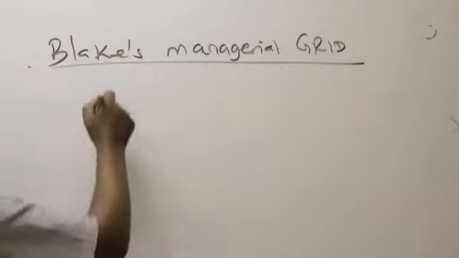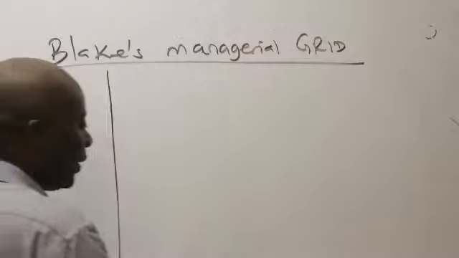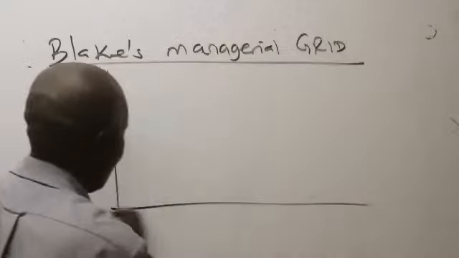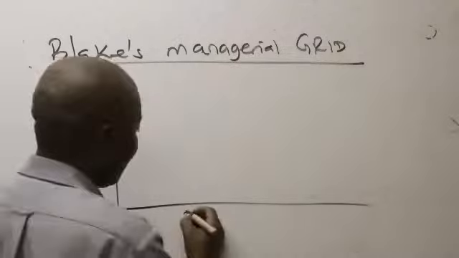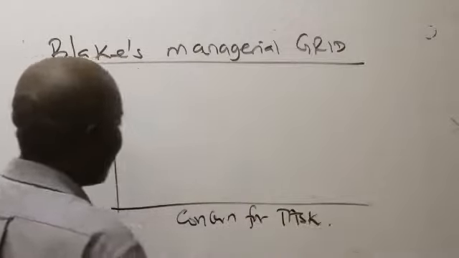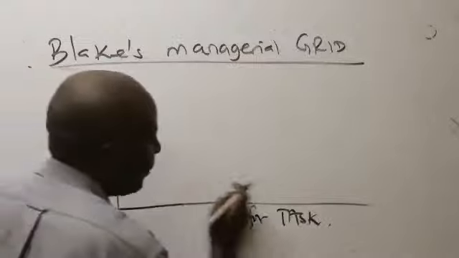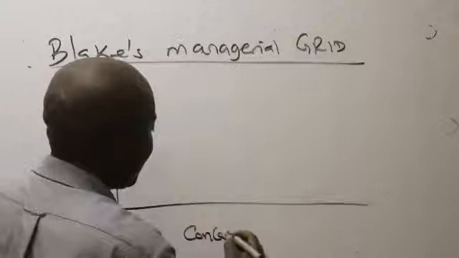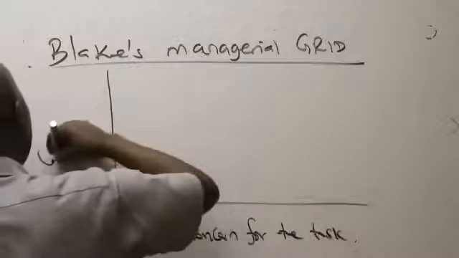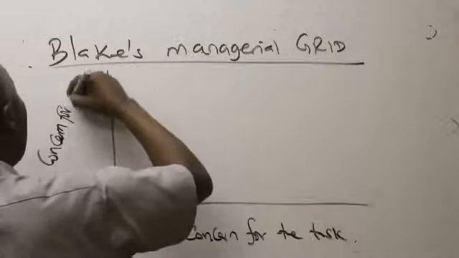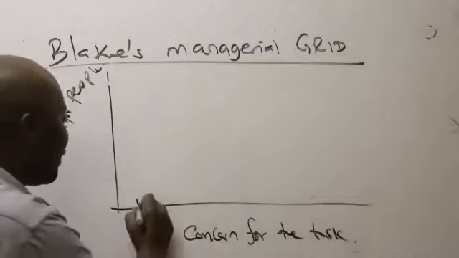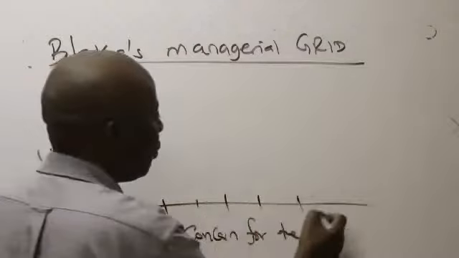So remember, you've got two axes. It's a grid, it's a graph. We have here concern for the task. Let me just write here. Concern for the task. And then we have here concern for people. If you wish, you can even put a proper graph, but you don't have to do this.